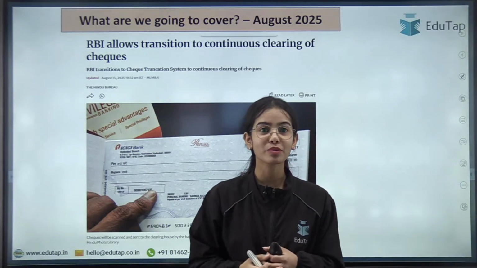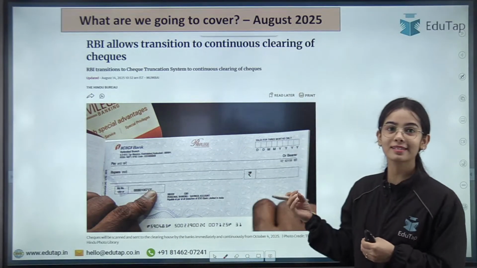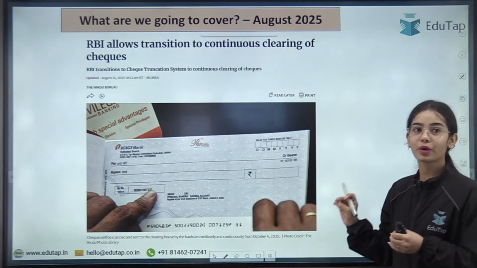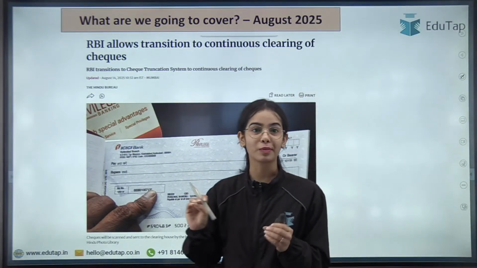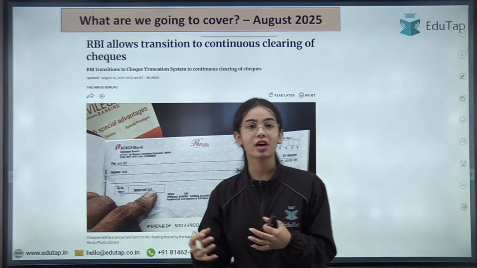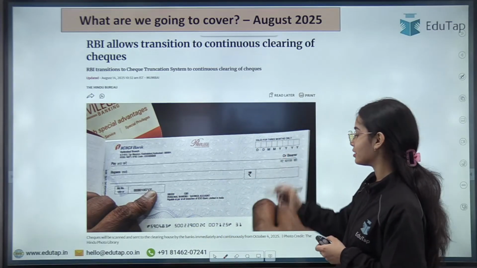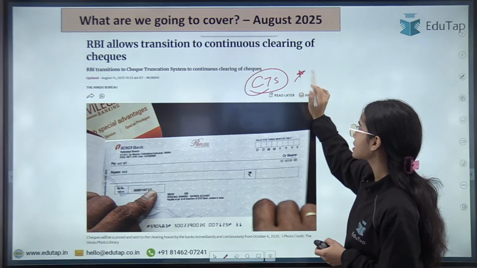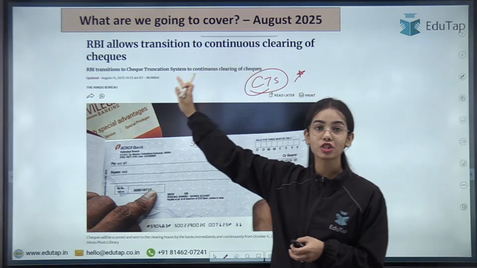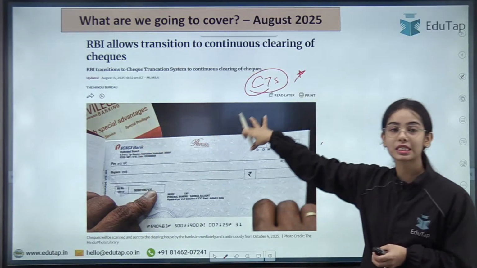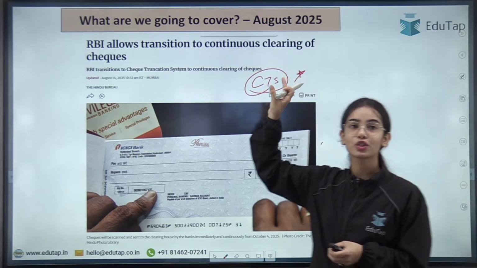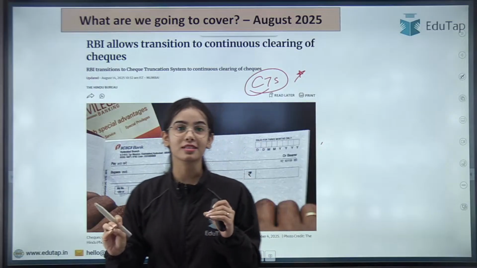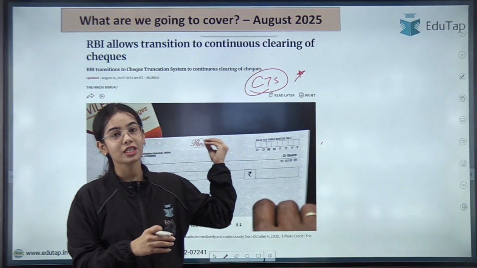Hello everyone, welcome to EduTap and welcome to the Finance 360-degree series, in which we are going to discuss a very important RBI notification today, in regards to the update that has happened in the CTS. We will discuss what the update is, and how from the batch system there is continuous clearing that will happen of the checks. So today we are going to have a detailed understanding of this update in the check truncation system.